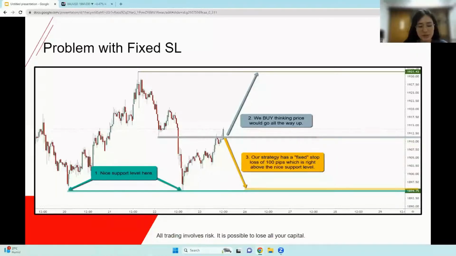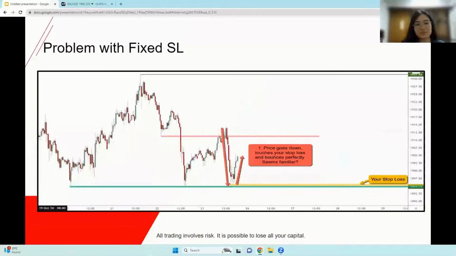Here we have a support level with two swing lows that are in line with one another. Price has bounced off this support level and we are expecting it to continue to rise to the swing high resistance. So our stop loss of 100 pips is fixed at the 1894.75 level, which is at this support level here. But instead of heading towards our take profit, price actually goes down and touches your stop loss and bounces up perfectly.